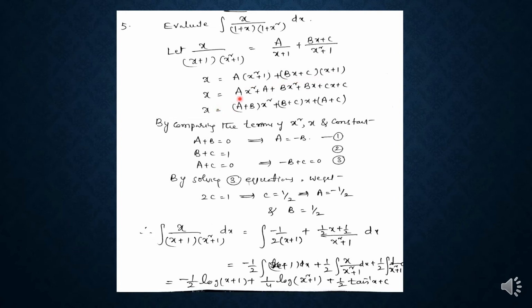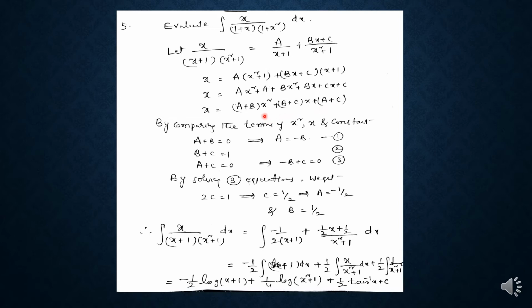That is x is equal to ax square plus a plus bx square plus bx plus cx plus c. By expanding these terms we will get like this. Now write x square terms together, that is ax square plus bx square, that can be written as a plus b into x square, plus bx plus cx can be written as b plus c into x, plus the remaining constants are a plus c. Now we can see this a plus b into x square is the x square term, b plus c into x is the x term, and a plus c is the constant.